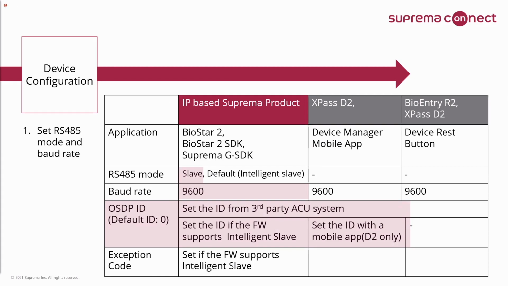The menu of OSDP ID setting is available for firmware and software that support intelligent slave. In addition, the OSDP ID of Express D2 is configurable with a mobile app, and for D2 and R2, the device's baud rate can be changed using the Device Manager mobile app or the reset switch on the back of the device.